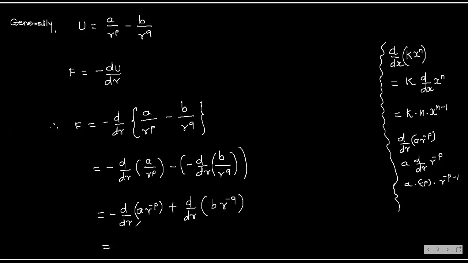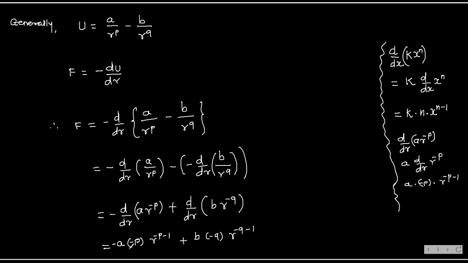Now I hope you understand. So shall I write now, this is A, so this minus also outside, and this is minus P here, and this R^(-P-1). Next, this term also we have to do, no? Now this is plus, so B outside, because this is already plus, and d/dr of R^(-Q) gives minus Q into R^(-Q-1). Okay, let's move ahead now.